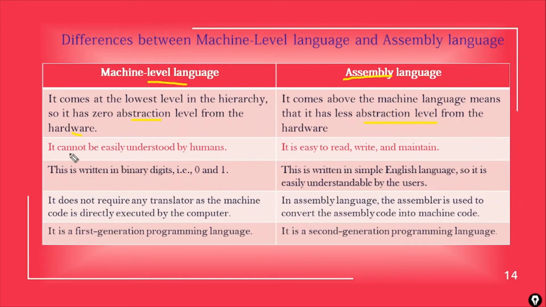Machine level language cannot be easily understood by humans. Assembly languages are easy to write because they use different commands. Easy to write, easy to read, and easy to maintain.